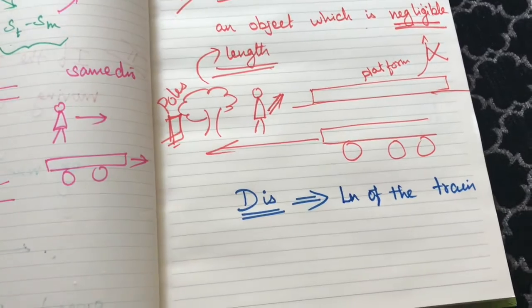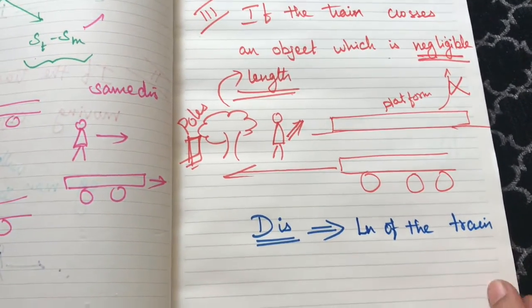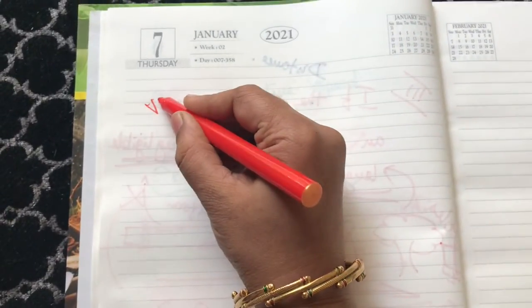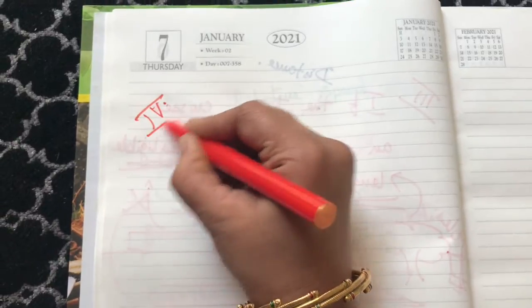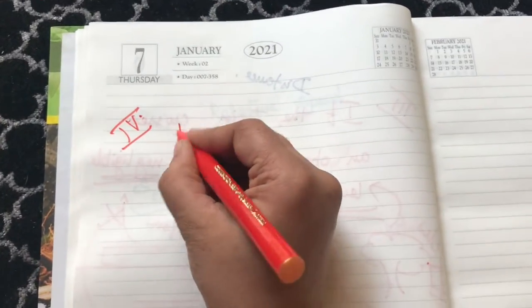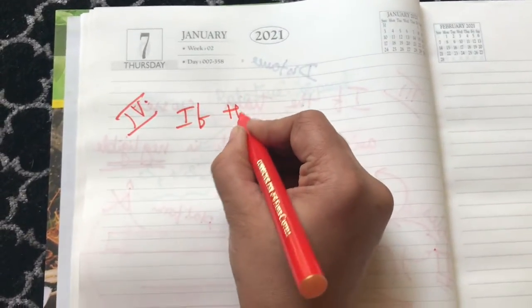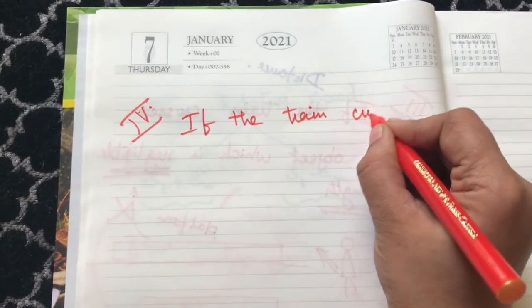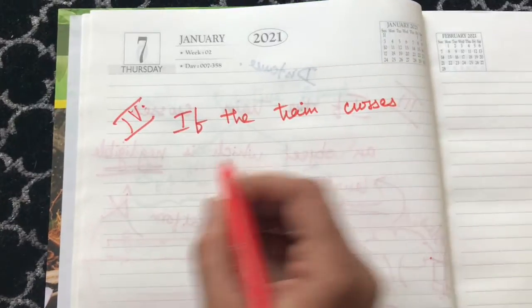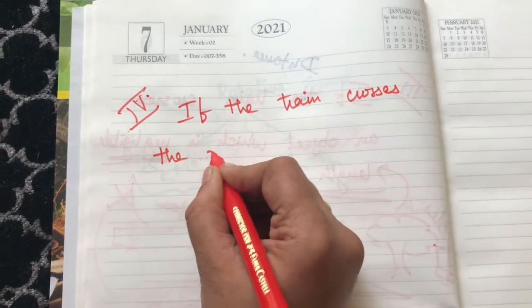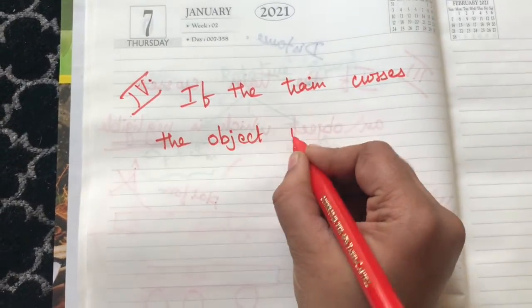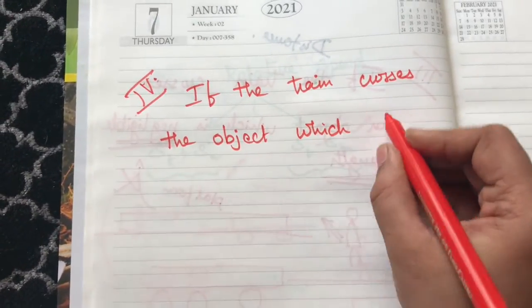So we can directly take the distance as the length of the train. Yes? Okay. Then what will be case 4, the last one? Case 4: if the train crosses an object which has some length.